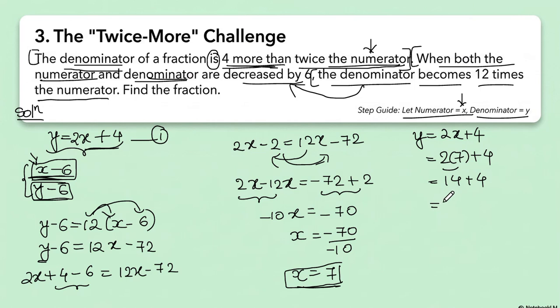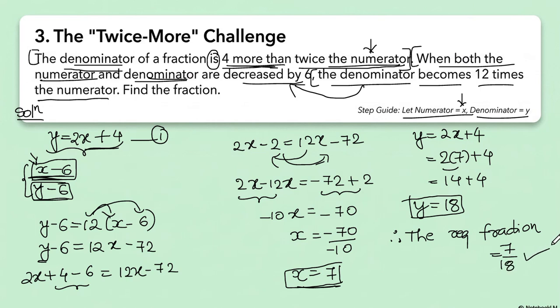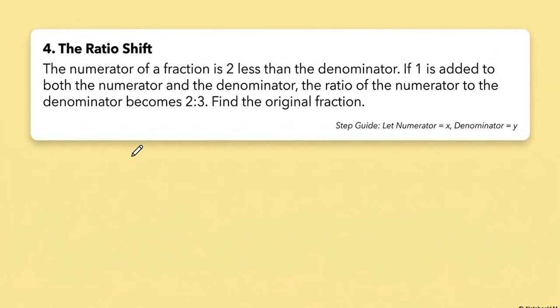So 14 plus 4, which is nothing but 18. So the value of y is nothing but 18. Okay. So our required fraction is what? Therefore, the required fraction is equal to x upon y. So x is 7 upon y is 18. So this is our correct answer. Look at the next one.